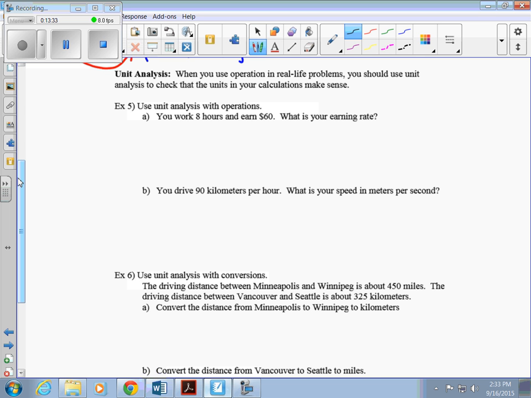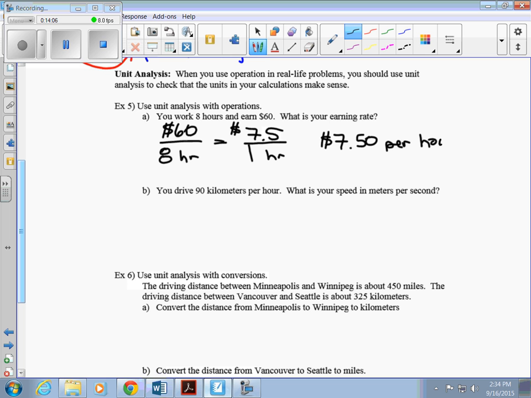So A says you work 8 hours and earn $60. What is your earning rate? So how much money do you make per hour? And so that's 60 over 8 hours. So the money per hour, and we all know how to calculate this. You're just going to divide these two. And that's going to give you 7.5 over 1, which is $7.50 per hour. Now this is something that definitely all of you have done before.